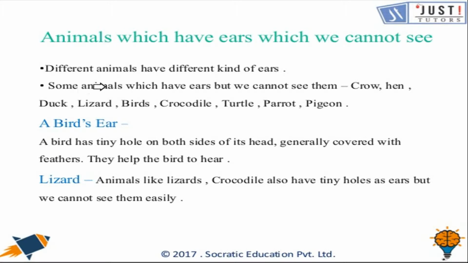Different animals have different kinds of ears, and some animals have ears but we cannot see them. For example, a bird has a tiny hole on both sides of its head, generally covered with feathers, and they help the bird to hear. Lizards and crocodiles also have tiny holes as ears but we cannot see them easily.